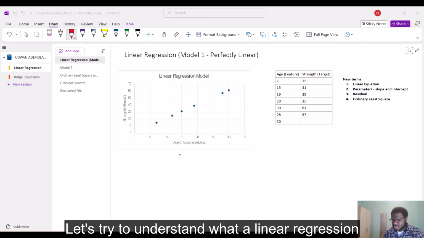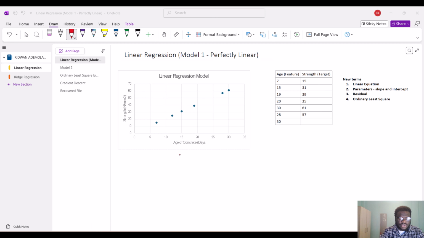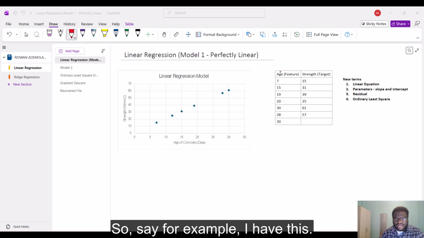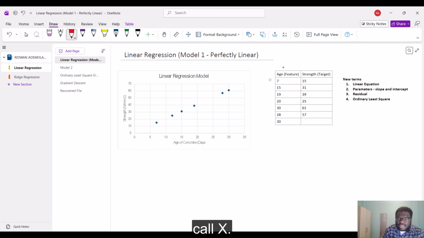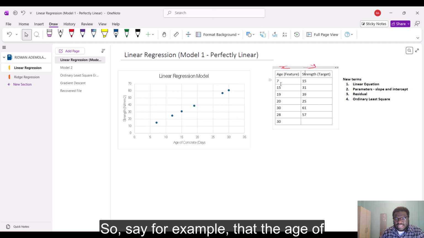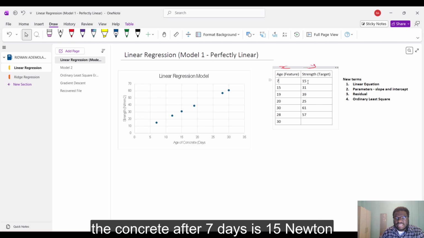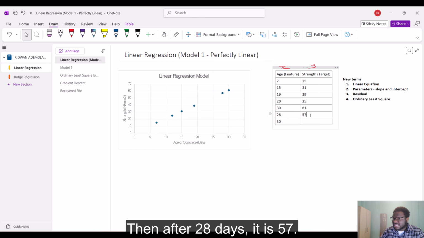Let's try to understand what a linear regression model is before we actually go into our real data. So say for example, this is my input, which I can simply call X. And this is my target, which is Y. Y is simply called the target. Say the strength of the concrete after 7 days is 15 Newton per millimeter squared. After 15 days, it is 31. After 19 days, it is 39. Then after 28 days, it is 57.